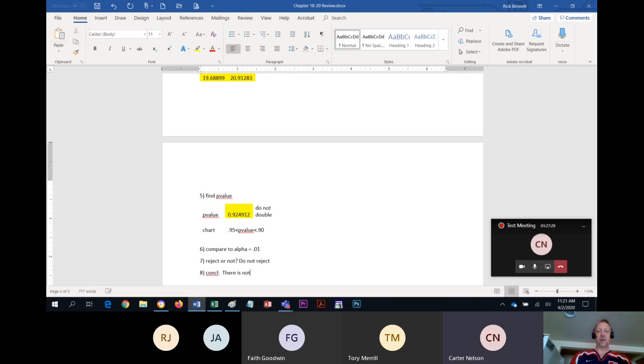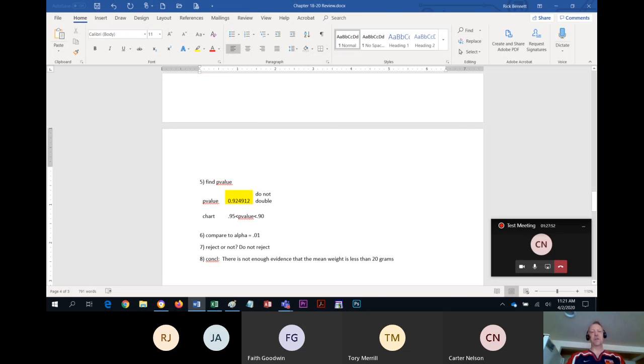There is not enough evidence that the mean weight is less than 20 grams. Okay, we got 20.3, but that's not much difference, right?